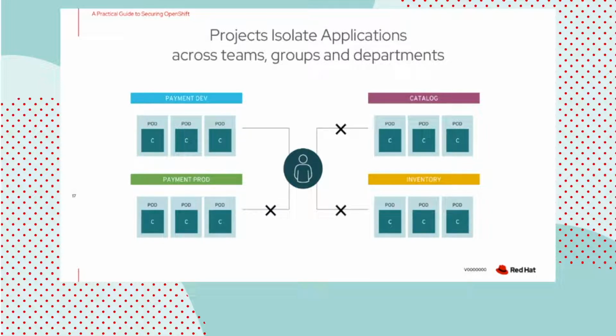A project is nothing but something that allows a community of users to organize and manage their content in isolation from other communities. At the end of the day, projects are just Kubernetes namespaces with SELinux annotations. As you can see in this slide, a particular user has access to a project called payment dev, but he or she does not have access to other projects like prod, inventory, and catalog, right?